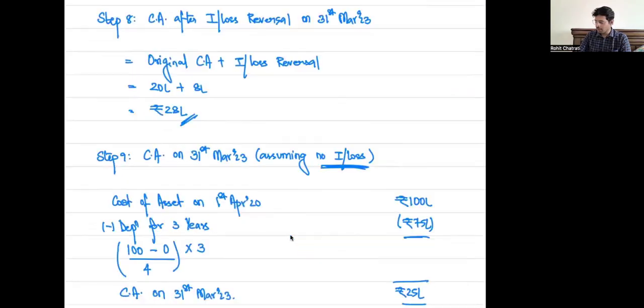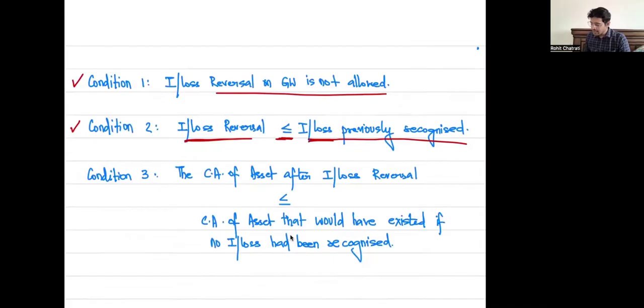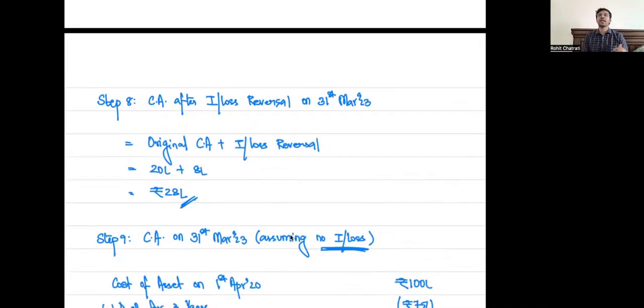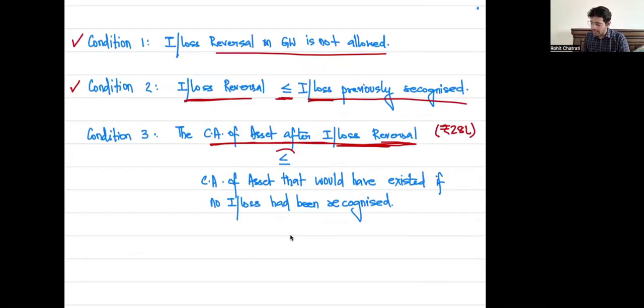That is with regards to condition number 2. Then the third condition, which is the most important one, is that the carrying amount of the asset after impairment loss reversal, which in our case was rupees 28 lakhs. We had the asset at 20, we recognized the gain and correspondingly increased the asset from 20 to 28 lakhs. The carrying amount of the asset after impairment loss reversal should be less than or equal to the carrying amount of the asset that would have existed if no impairment loss had been recognized.